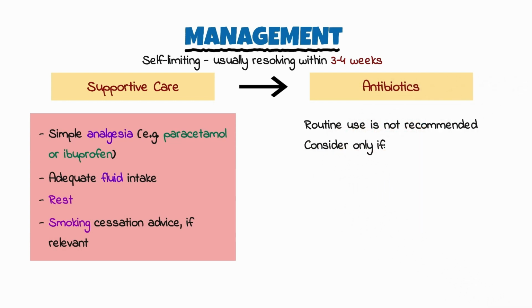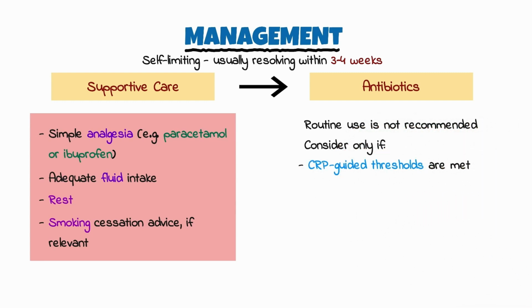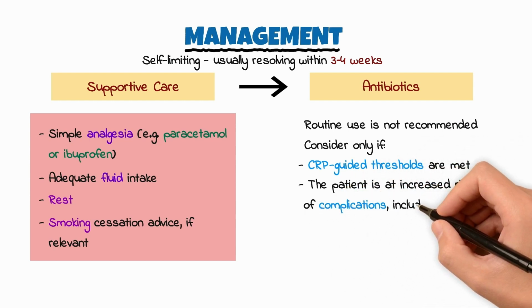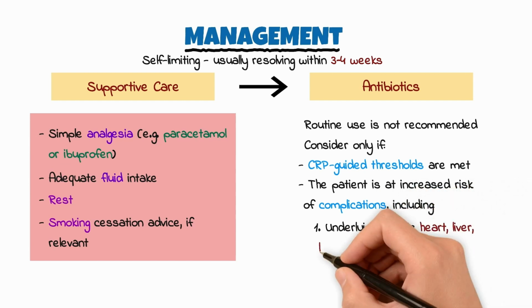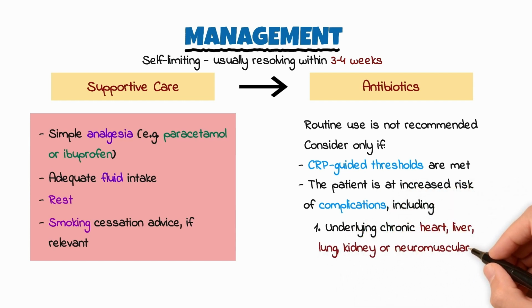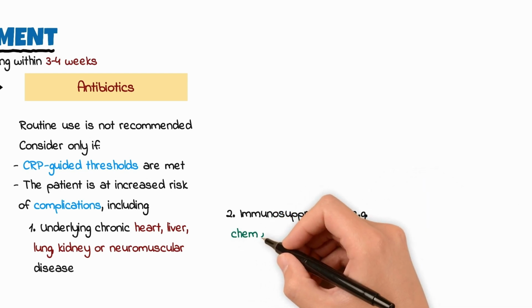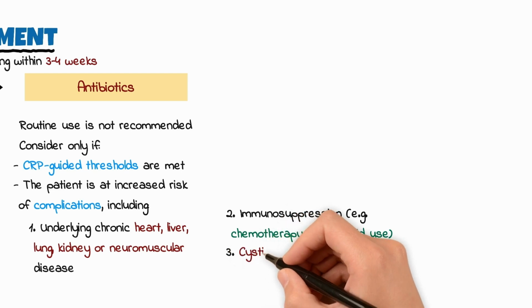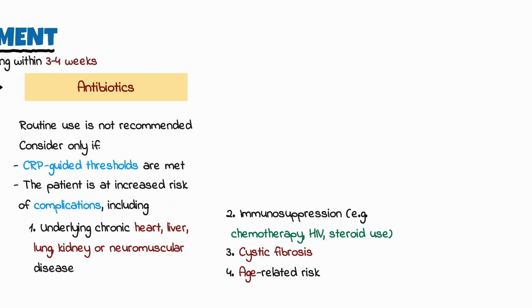Consider only if CRP-guided thresholds are met or the patient is at an increased risk of complications, including: 1, underlying chronic heart, liver, lung, kidney, or neuromuscular disease. 2, immunosuppression, for example, chemotherapy, HIV, steroid use. 3, cystic fibrosis. And 4, age-related risk.